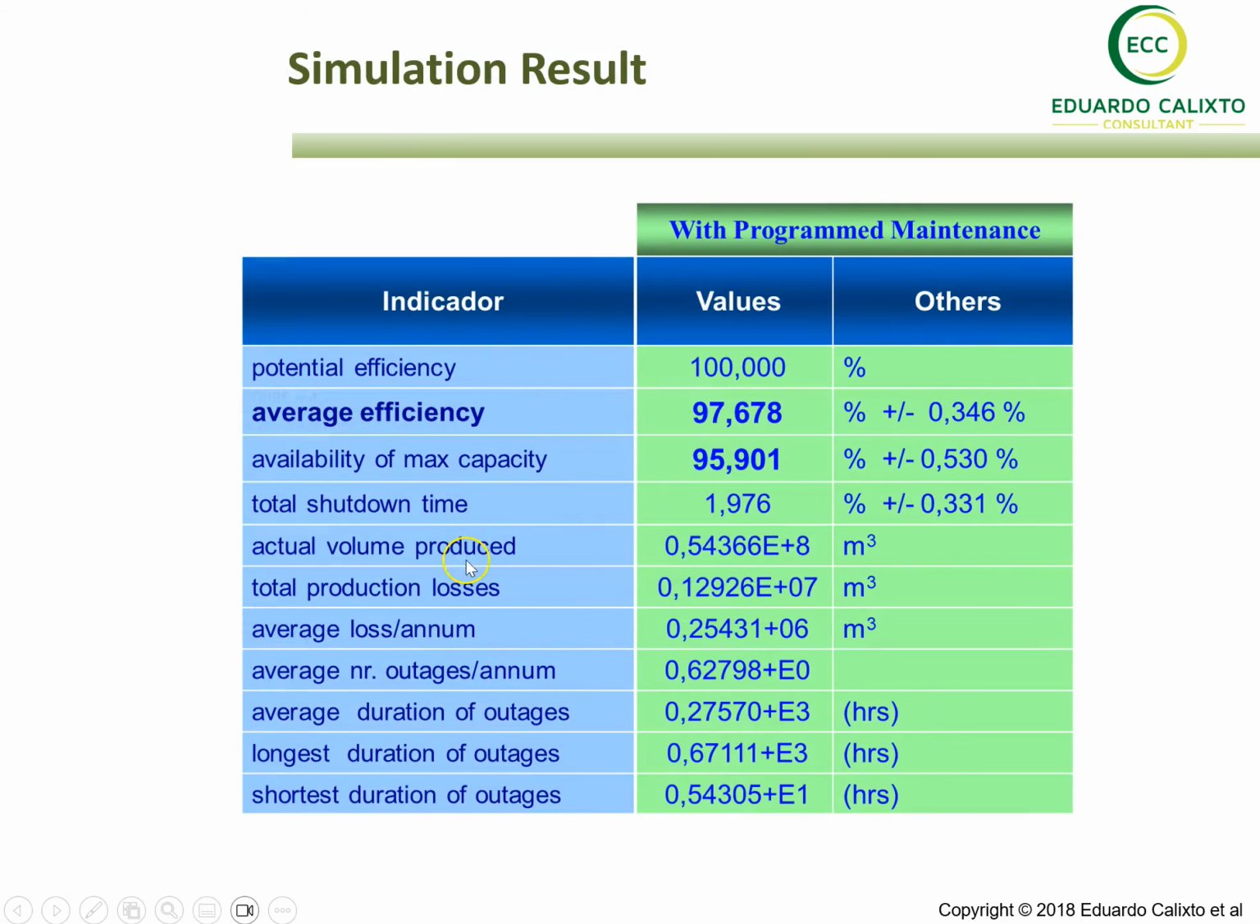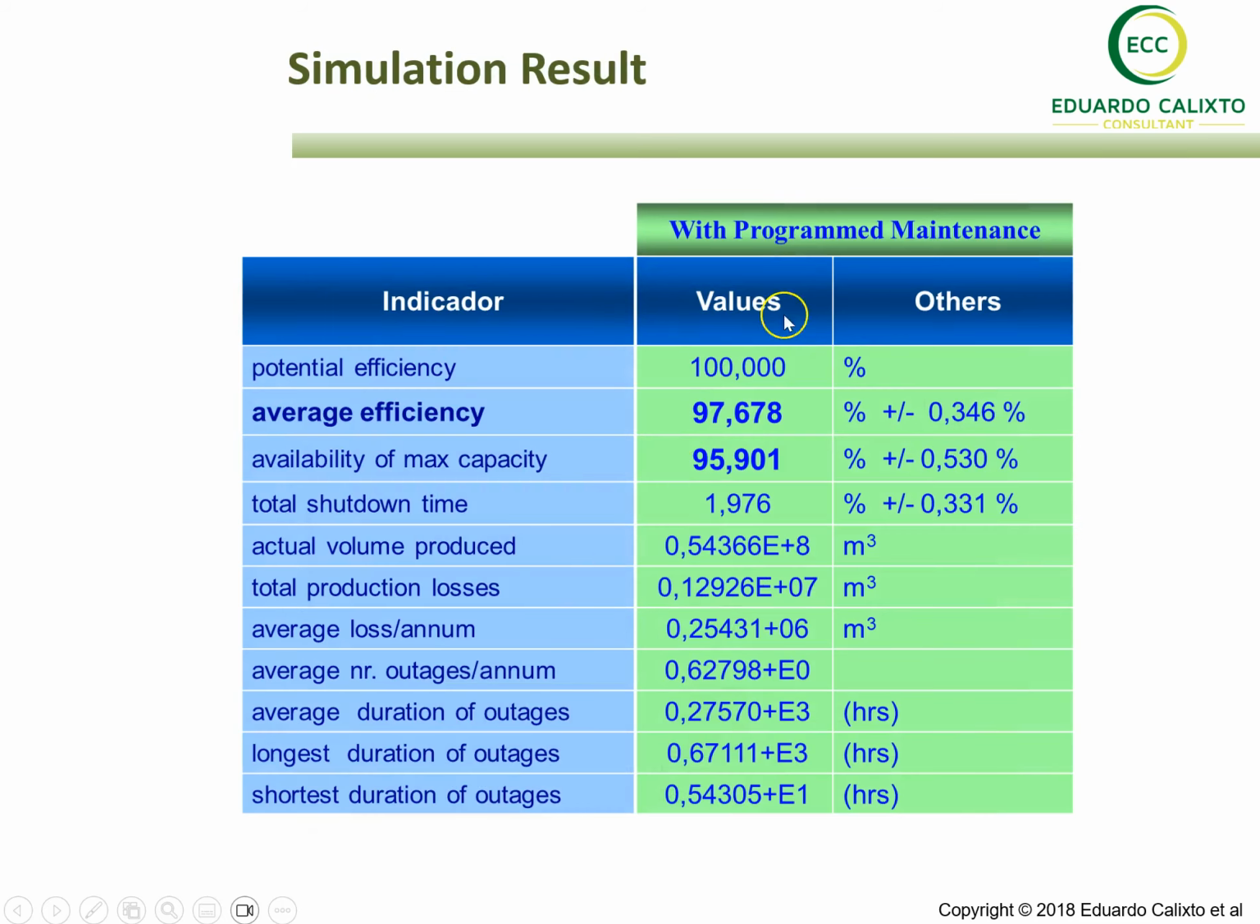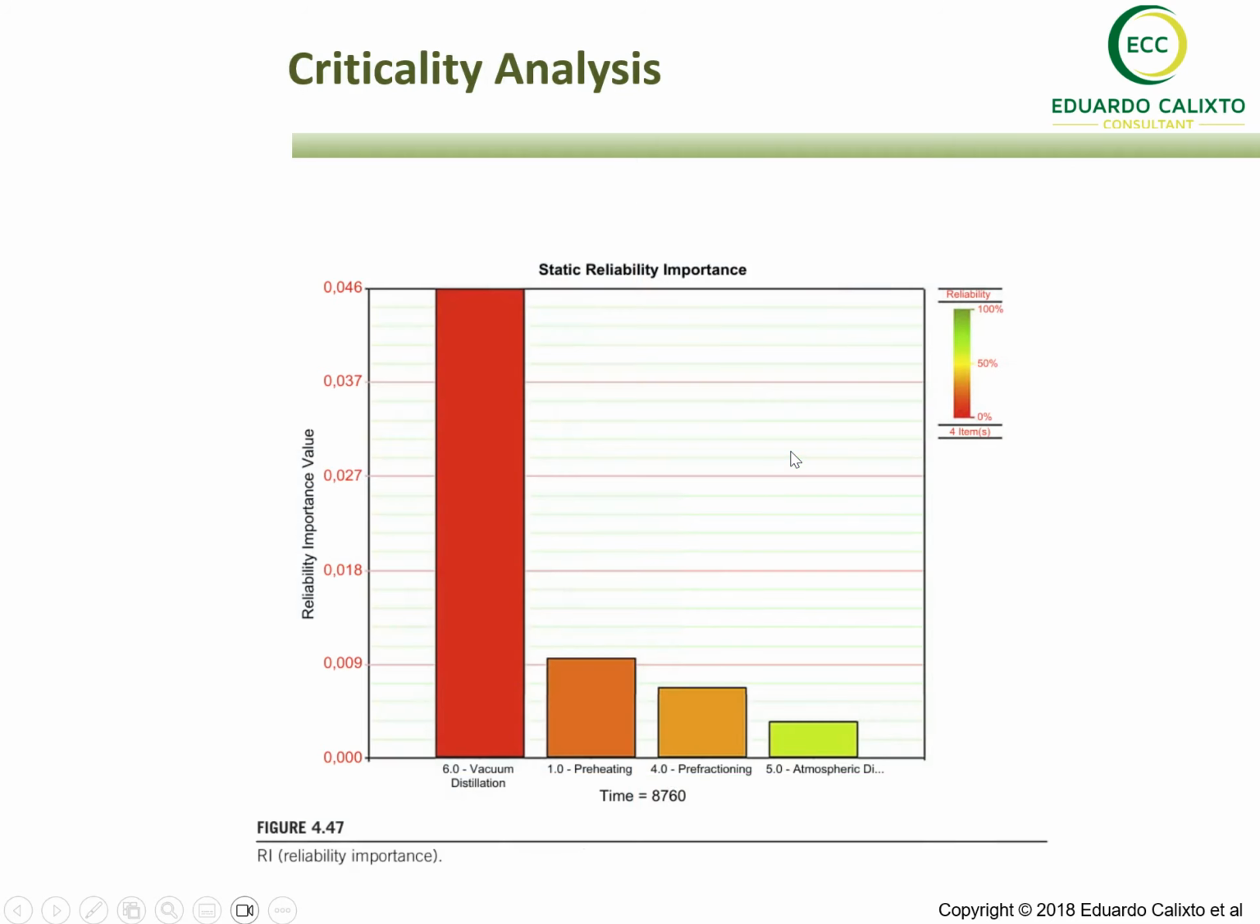By performing the simulation for 5 years, we get the production efficiency as 97.678%. That is below this 98.2. Our next question is to try to identify which are the critical equipment. This result here basically is the production, and then of course, as I mentioned before, we had both the reliability block diagram. We want to look in terms of production, in terms of reliability.